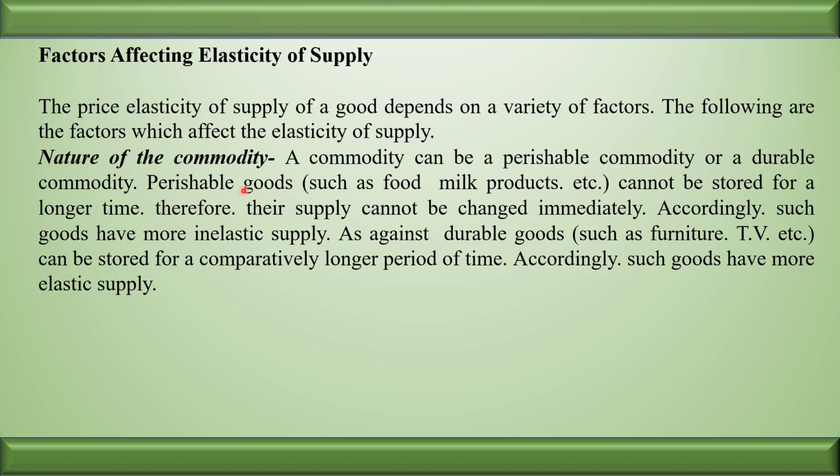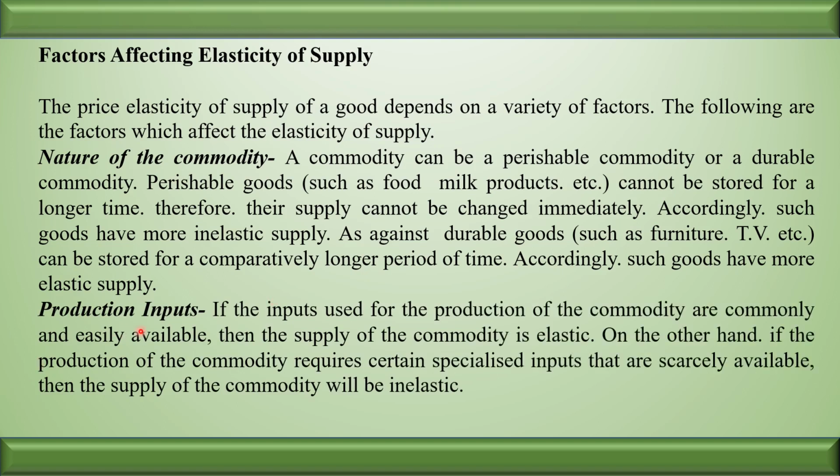Since the food items that are perishable cannot be stored for a longer time period, the supply cannot be changed immediately. Accordingly, such goods have more inelastic supply. So in the case of perishable goods, the elasticity is inelastic. As against durable goods such as furniture, TV, etc., it can be stored for a longer period. Accordingly, such goods have elastic supply. So in this case, the elasticity is more than elastic.